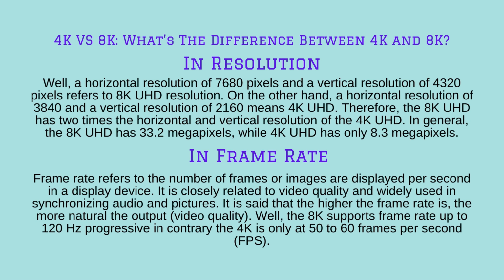On the other hand, a horizontal resolution of 3840 and a vertical resolution of 2160 means 4K UHD. Therefore, the 8K UHD has 2 times the horizontal and vertical resolution of the 4K UHD. In general, the 8K UHD has 33.2 megapixels, while 4K UHD has only 8.3 megapixels. 4K versus 8K. What's the difference between 4K and 8K?